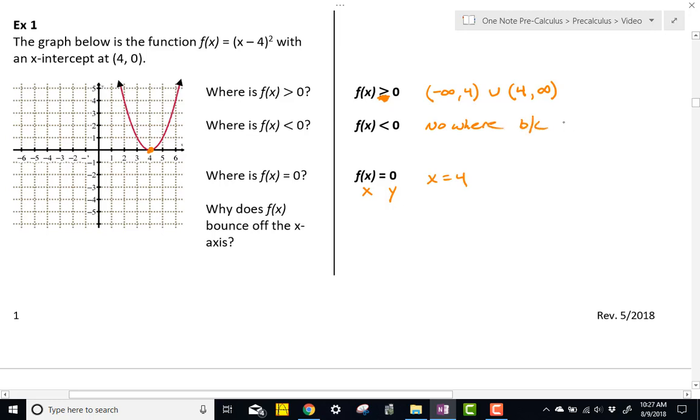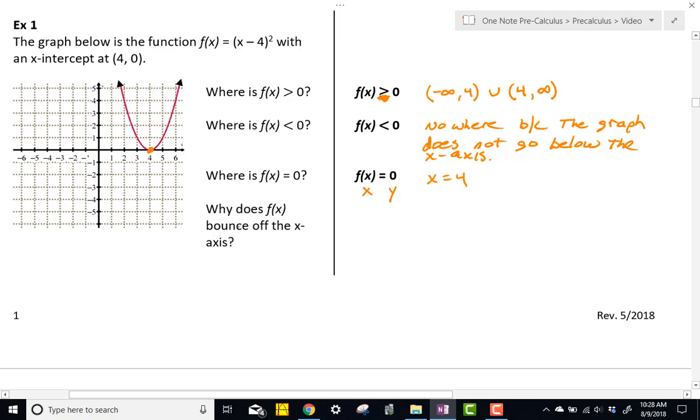Because the graph does not go below the x-axis. All right? So if it says give an explanation, you've got to be able to give something that states your understanding that you know why it's not less than 0.